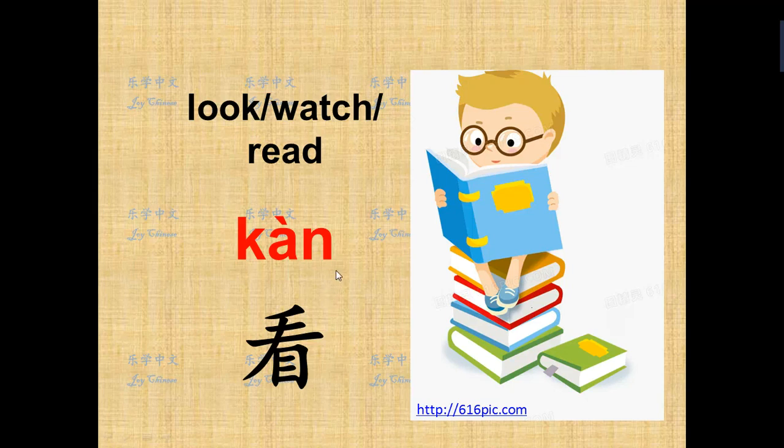The last one is ka, ang, kan, which means look, watch, or read. In the Chinese language, whatever you use your eyes to look at, we use kan. It can be reading a book, looking at something or someone, watching TV, watching a movie. So this character works for all of these situations.